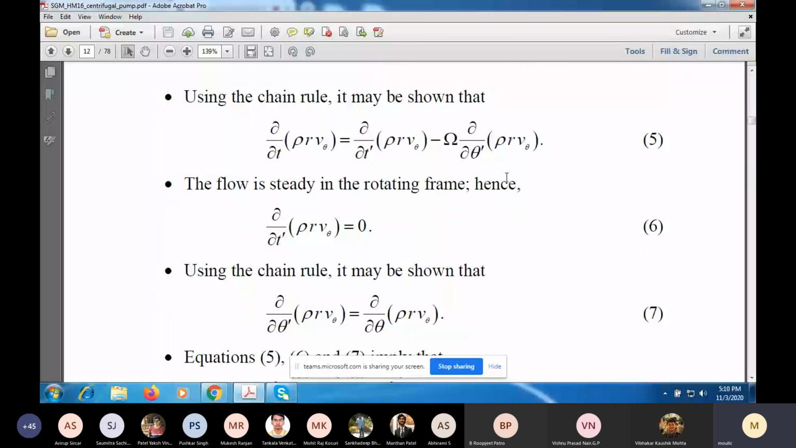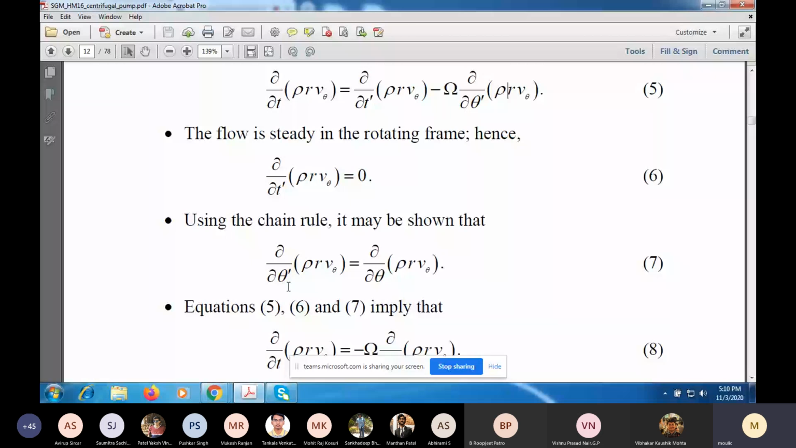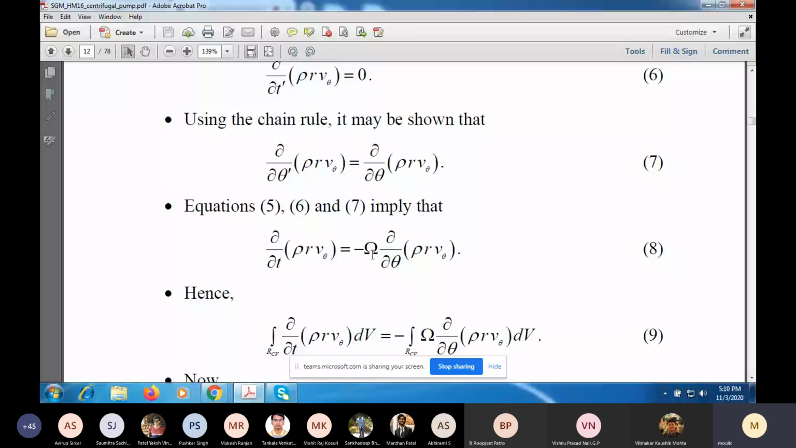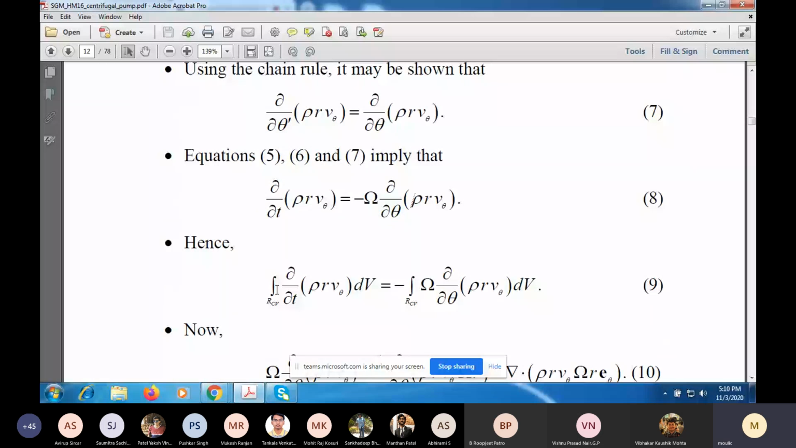Now ∂/∂theta' and ∂/∂theta are the same. So we can write this ∂/∂t as minus omega times ∂/∂theta of r v theta. And this you expect to be non-zero. It could be 0 at certain points, but not 0 everywhere. What we want is the integral of this over the volume. So using equation 8, I can write it as the integral over omega ∂/∂theta of this quantity.